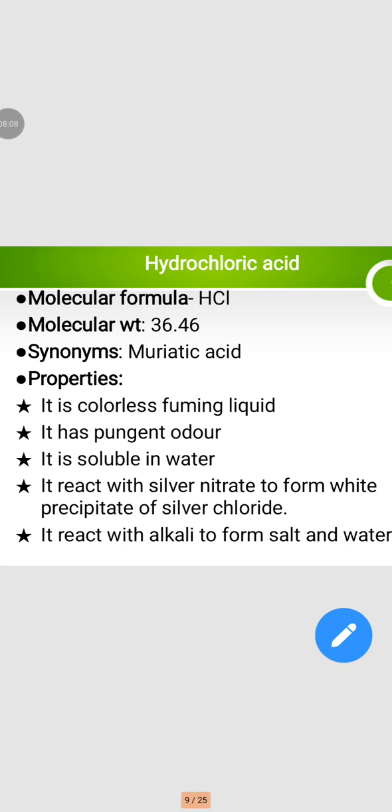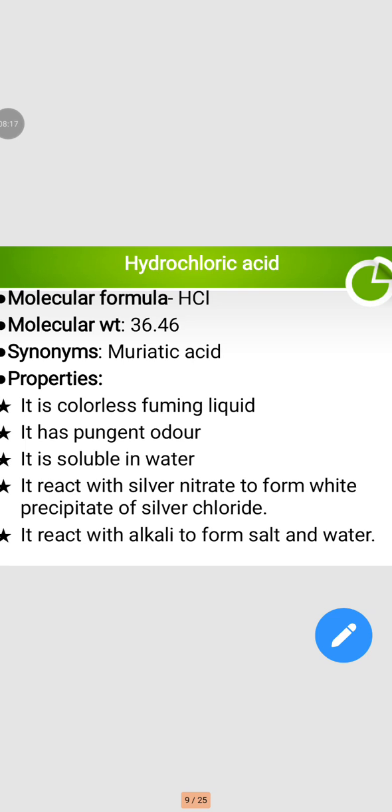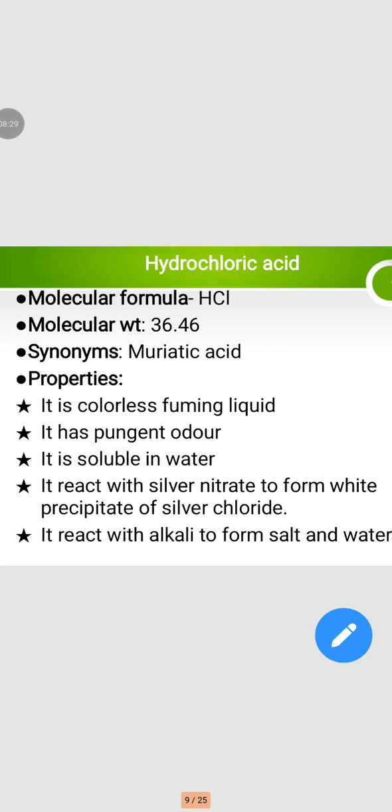It reacts with silver nitrate to form a white precipitate of silver chloride: AgNO3 plus HCl gives AgCl. It reacts with alkali, such as potassium hydroxide or sodium hydroxide, to form a salt, sodium chloride or potassium chloride, and water. These are the properties of hydrochloric acid.